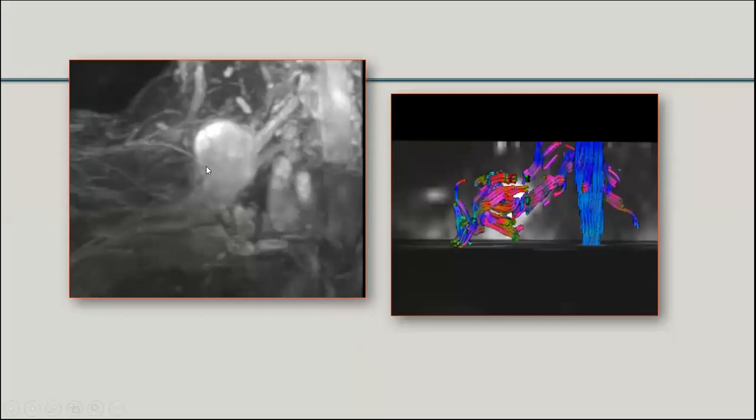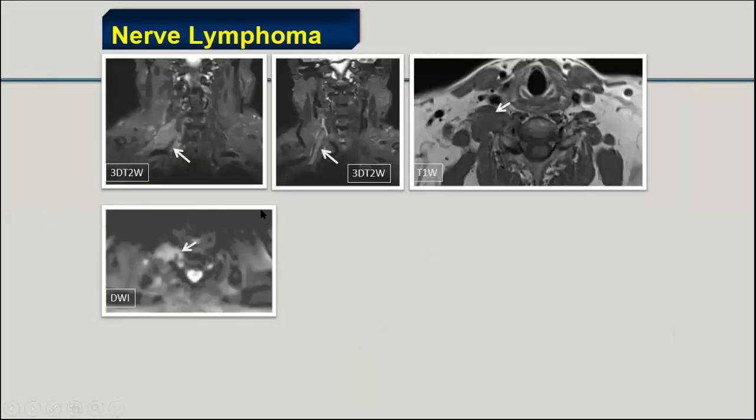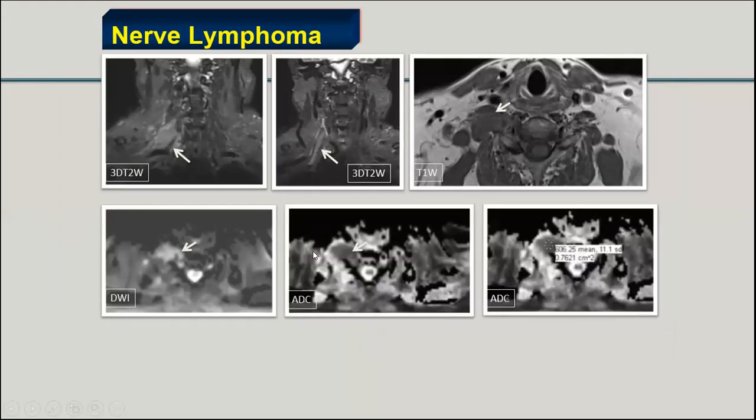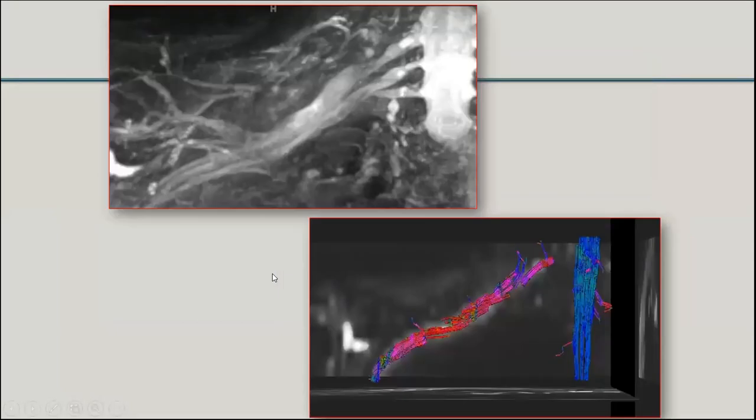Versus this looks more ugly and has all disorganized tracts. The ADC was 0.8. We know it's a malignant peripheral nerve sheath tumor. The lymphomas may look like this, where the nerves are thickened around the tumor. You can see this nerve thickening. When you do the ADC, they're really dark. They're 0.6. They're round cell tumors. So easy diagnosis to make that way.